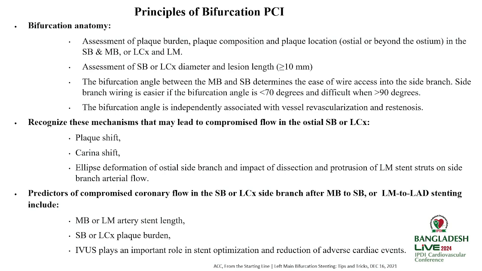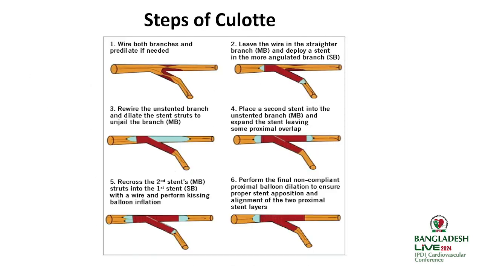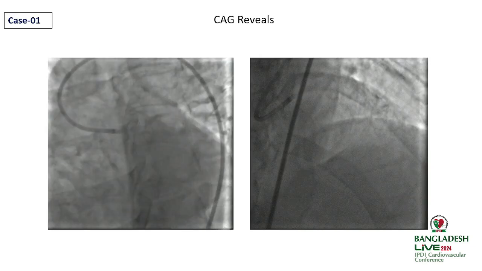If the bifurcation angle between the main and side branch is less than 70 degrees, then the wire cross is easier, and it is more difficult when the angle is more than 90 degrees. These are the steps of Culotte. There are mainly six steps of Culotte.